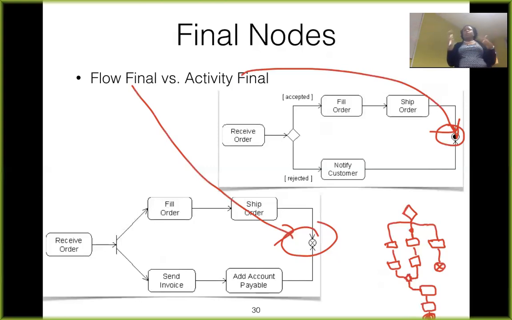final and flow final. One of them says that the activity has come to an end. One says that that particular flow has come to an end. So when you want to highlight that particular flow, you know what a flow is? A flow is one of the pathways that the activity could go on. So in this case, there's a flow that comes to an end, separate and apart from the activity coming to an end. So you can show it like that.